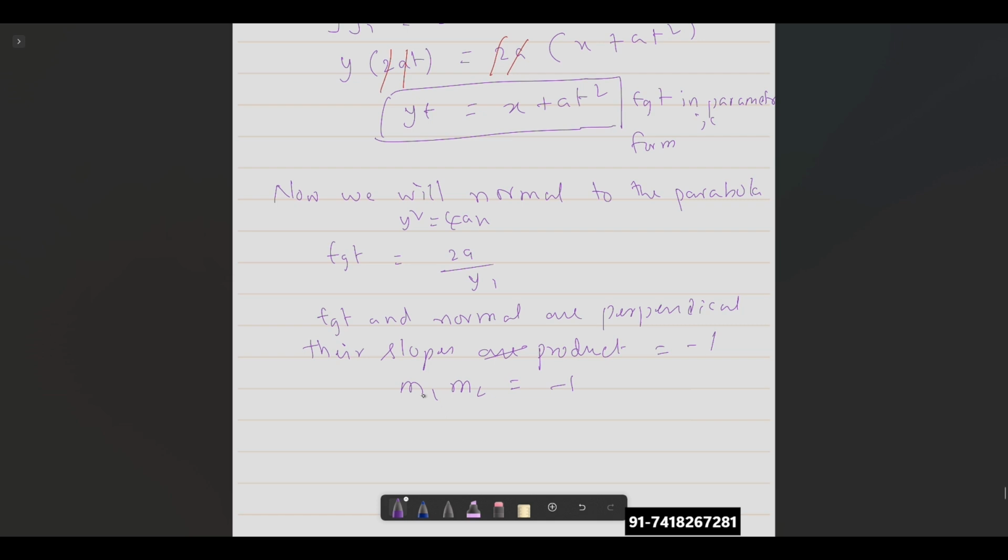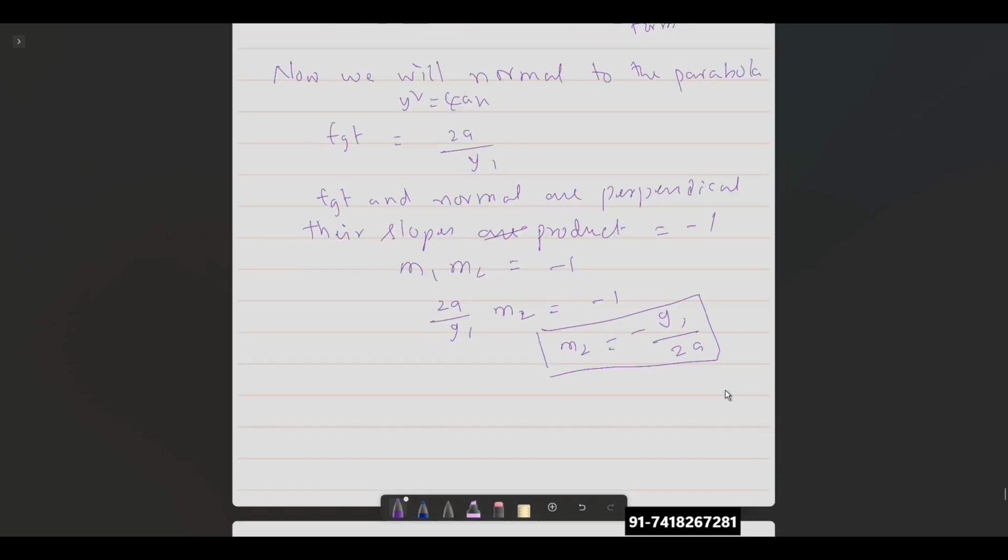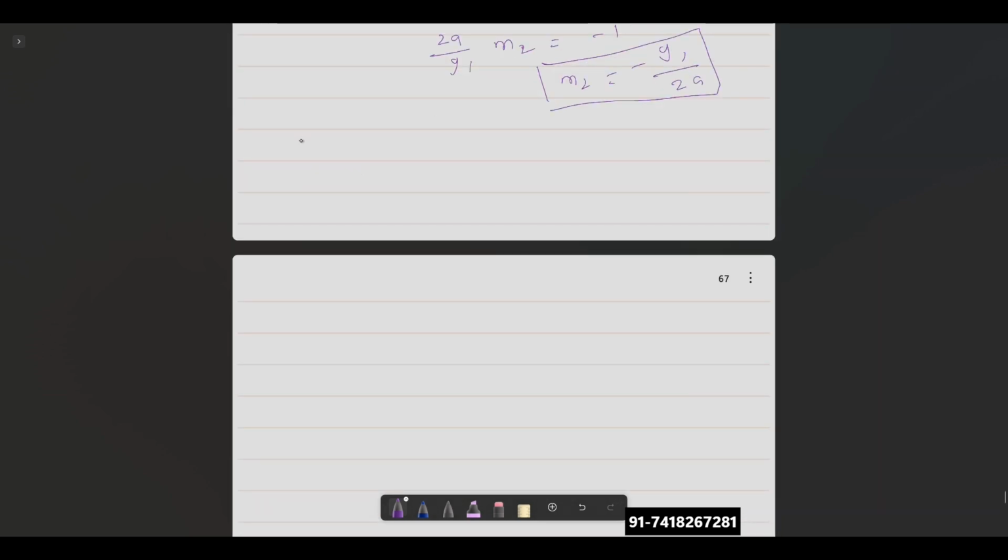So if you take the tangent slope as m1, 2a by y1 into m2 equal to minus 1. Then your m2 is equal to minus y1 divided by 2a. This is your slope of normal. So you know the slope and you have the point. Then you can directly write the straight line equation.